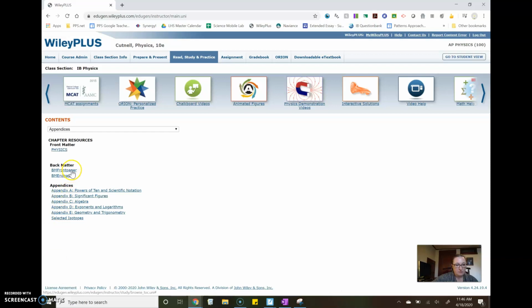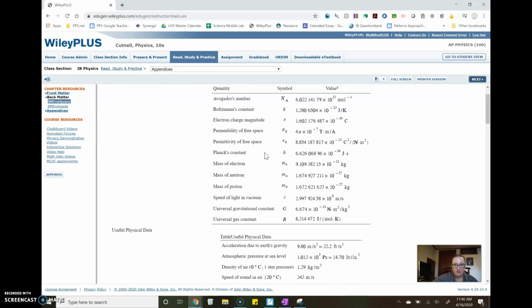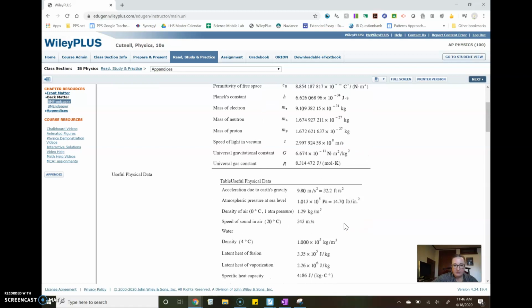and you want this front paper. Okay, so front matter, back matter, I don't really know what's going on, but you want the BM front paper, and that'll give you all of the constants that are given to you in the front cover of the textbook. And that'll be really important because we've got stuff like the universal gravitation constant, which we'll need for today.